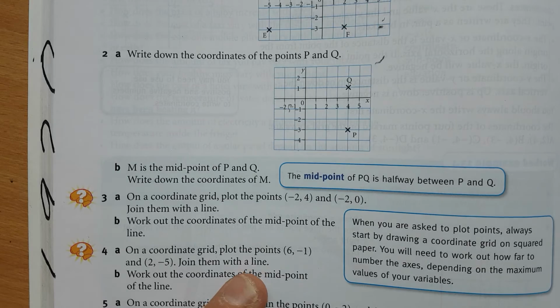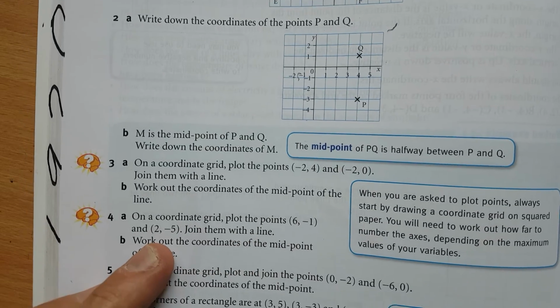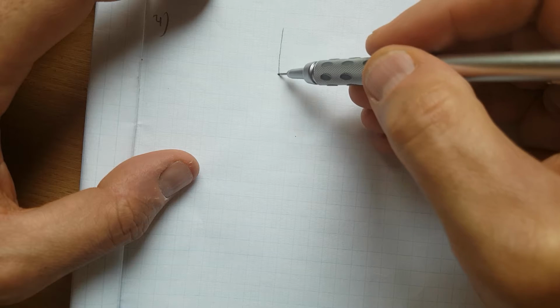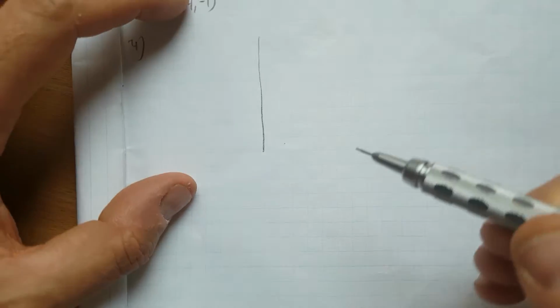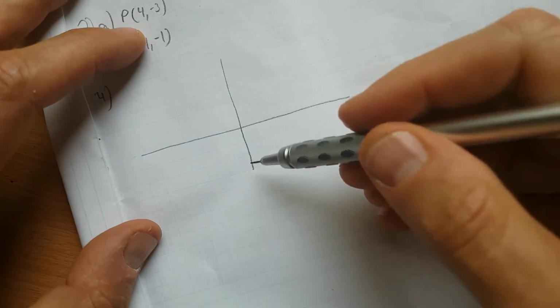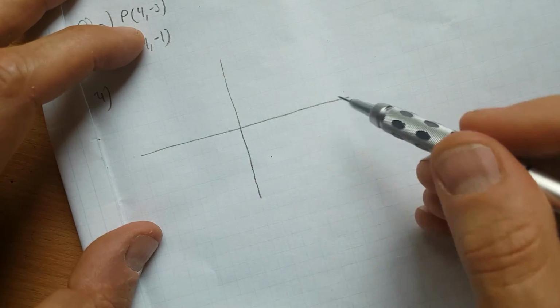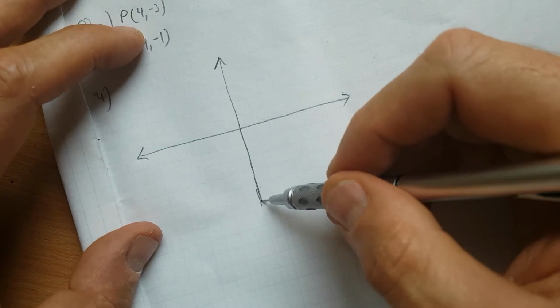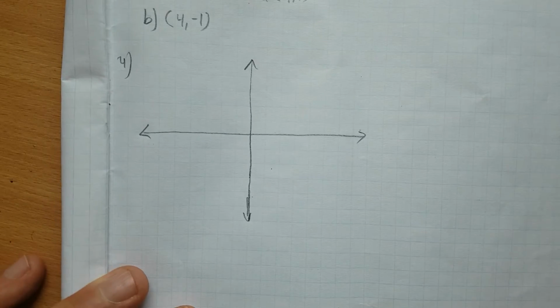On a coordinate grid, plot the points 6 comma negative 1 and 2 comma negative 5. Join them with a line. So I'm going to shed the book a little bit here so that I can have more room to work. And I do expect you to be doing this in your exercise book as well. I should at least see a coordinate grid. If you were an IGCSE student of mine, I would expect the instructions and everything.